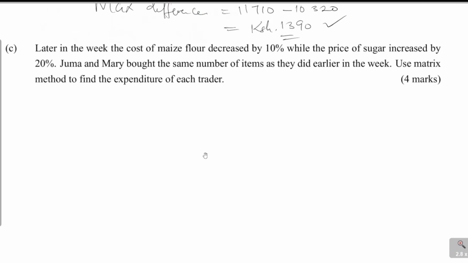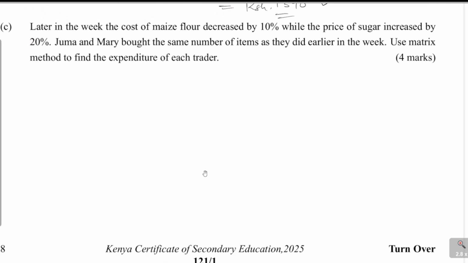So that is all about that part. We go to the next part. Later in the week, the cost of maize flour decreased by 10%, while the price of sugar increased by 20%. Juma and Mary bought the same number of items as they did earlier in the week. Use matrix method to find the expenditure of each trader. So we have been given that the cost of maize flour decreased by 10%. So what is the new cost?